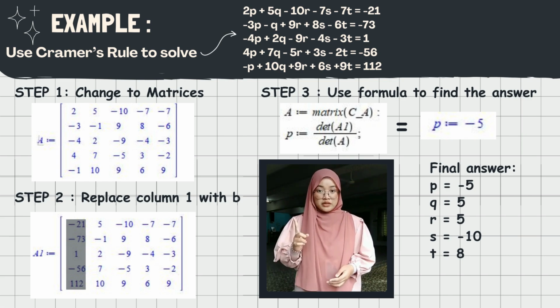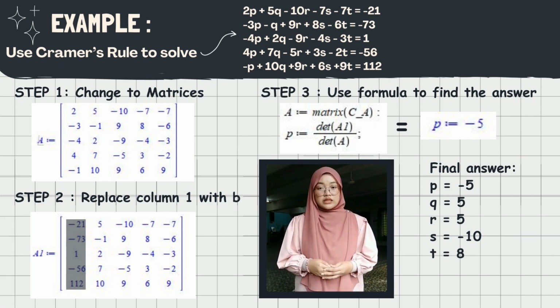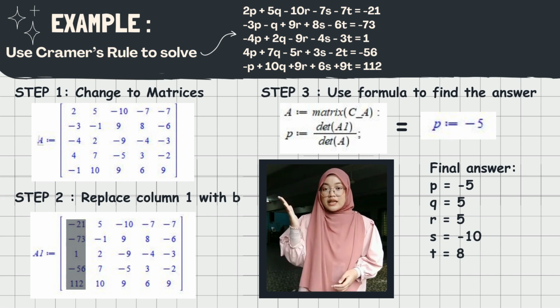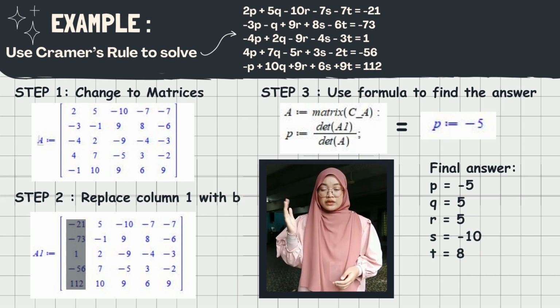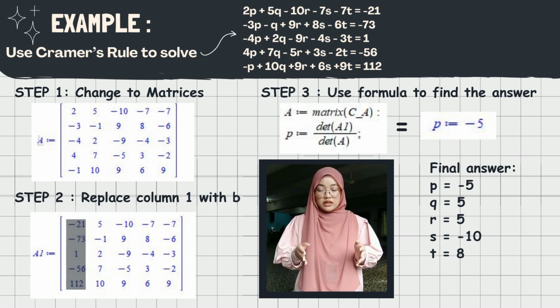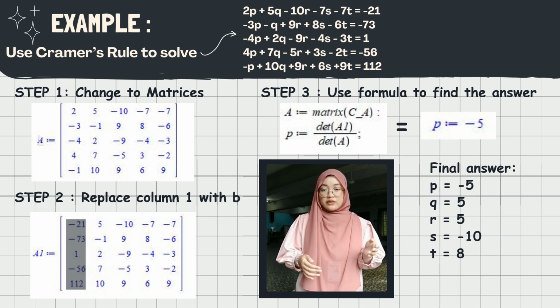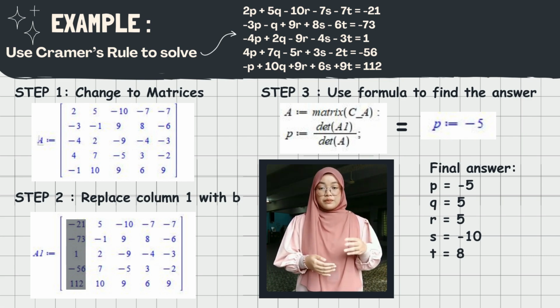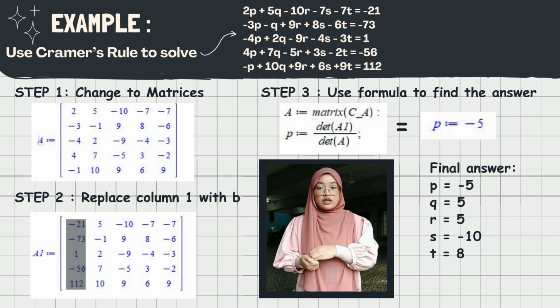So step 1, we have to change the system of linear equations into matrices like the picture above. That is how we transfer a system of linear equations into matrices. Step 2, we have to replace column 1 with B. B is the right-hand vector of our system of linear equations. So B is negative 21, negative 73, negative 1, negative 56 and negative 112. We need to replace column number 1 with B.